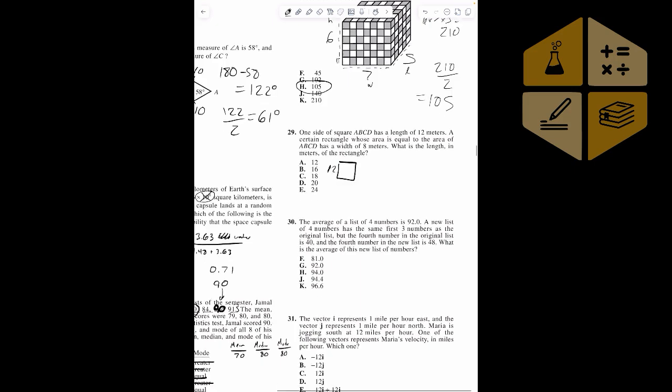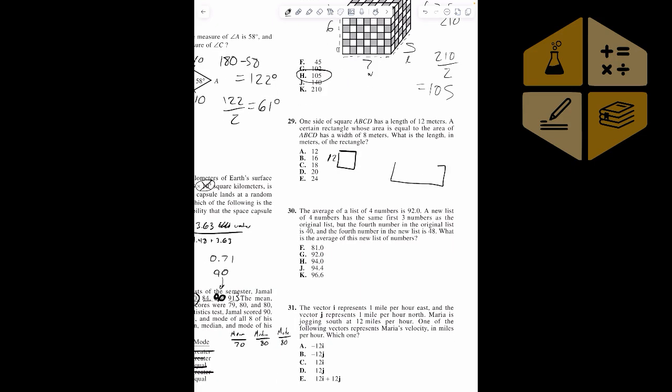A certain rectangle whose area is equal to the area of ABCD has a width of 8. So we'll just call that 8. What is the length in meters of the rectangle? Okay, so it's saying that these two have the same area. So first we need to find the area of this square. This is square ABCD, and then here's our rectangle. Once we find the area of this square, we can set up a little equation to find our missing length of this rectangle.